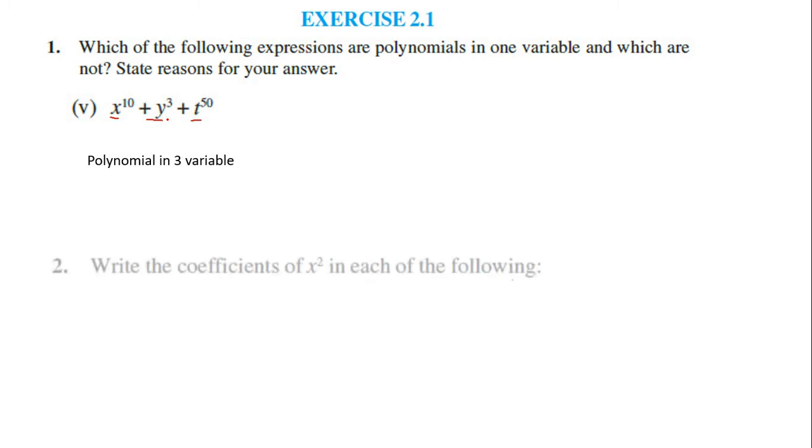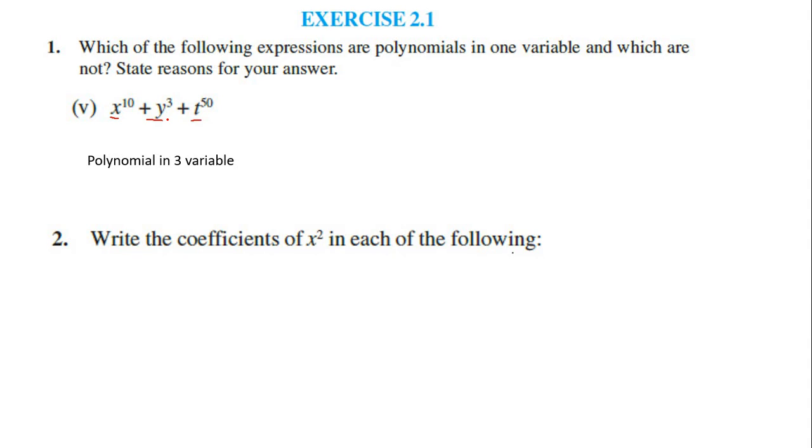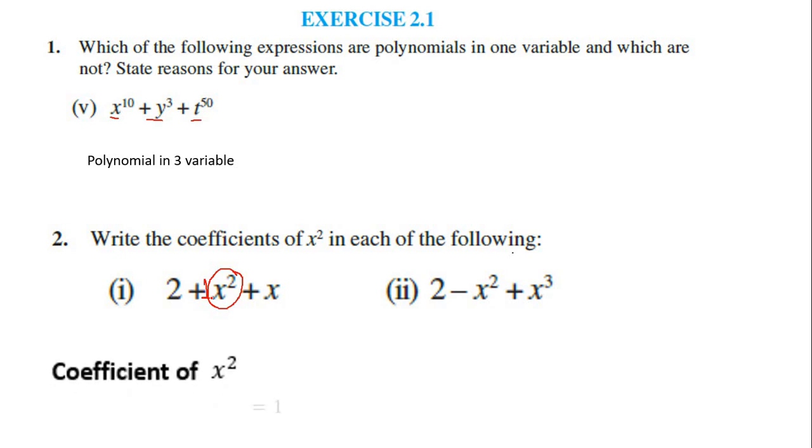Next, question number 2: we have to write the coefficient. This time you have to write the coefficient of x square. Let's take two questions from the second part. In the first part, you have to find the x square coefficient. X square is this term here. What is the multiple of it? It's 1. So the coefficient of x square is equal to 1. Similarly here, x square is this term. What is the coefficient of x square here? It is minus 1.